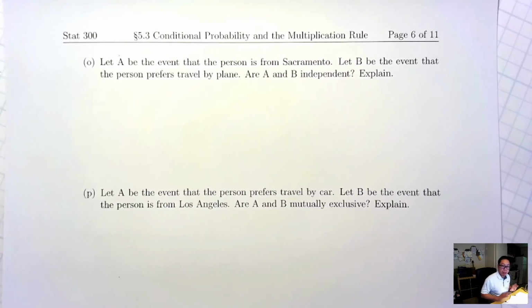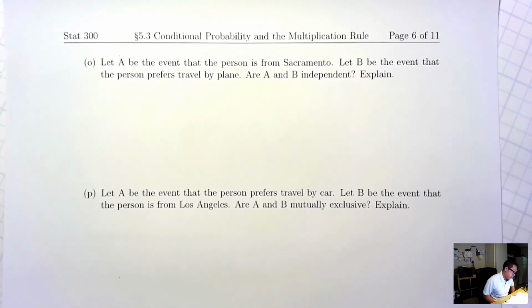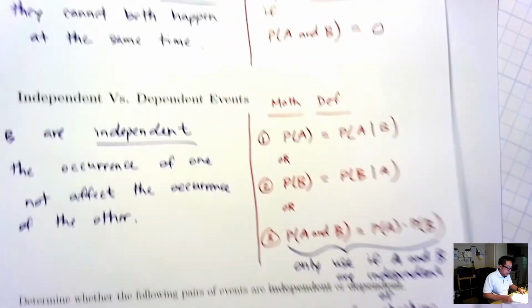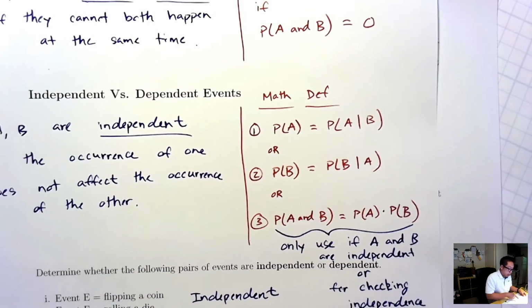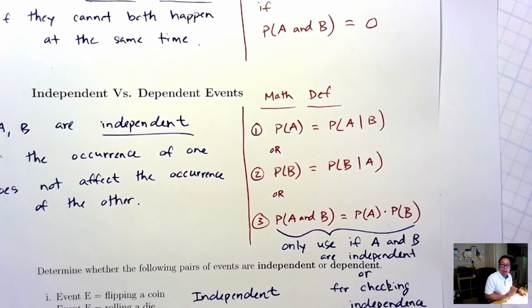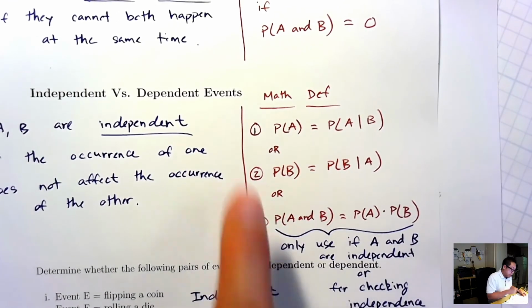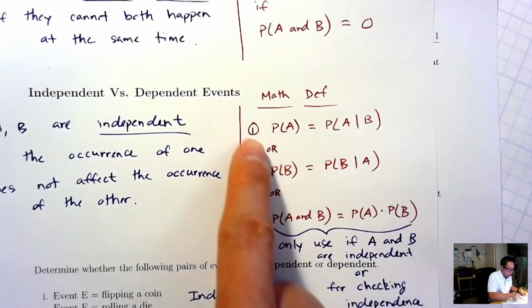Okay, same example with the table on that first page. Part O. Let A be the event that the person is from Sacramento. Let B be the event that the person prefers travel by plane. Are A and B independent? Explain. What I mean by explain is we're talking about independent, which means it's these 3 criteria. Pick one of them and check it. Like I said, I'm usually going to always pick that first one.